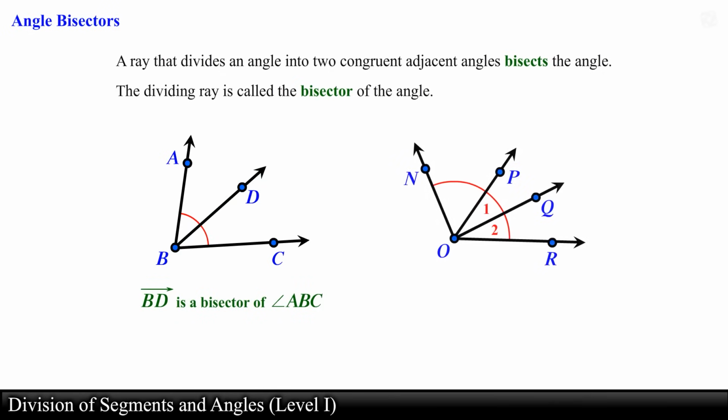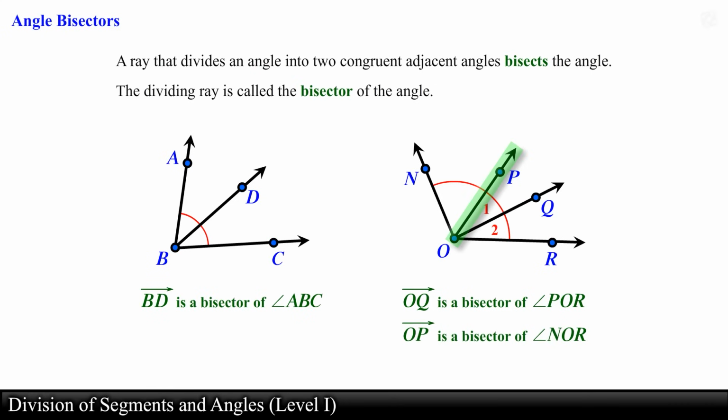As an additional example, if angle NOP is congruent to angle POR and ray OQ bisects angle POR, then we can conclude that ray OP is a bisector of angle NOR. We can also conclude that angle 1 is congruent to angle 2.